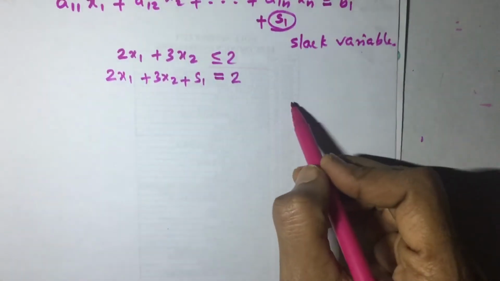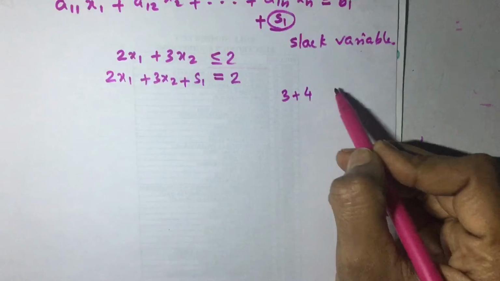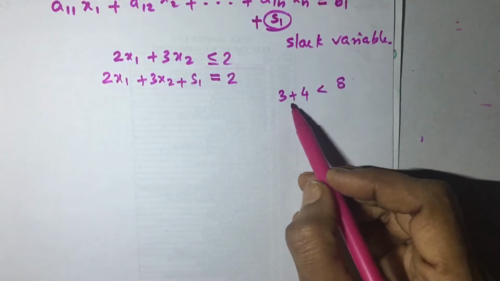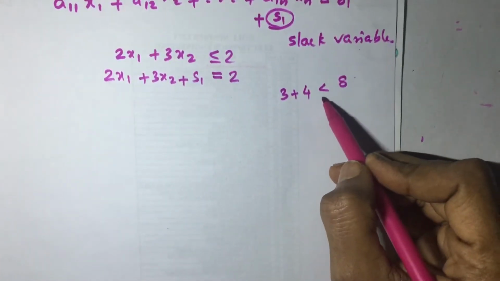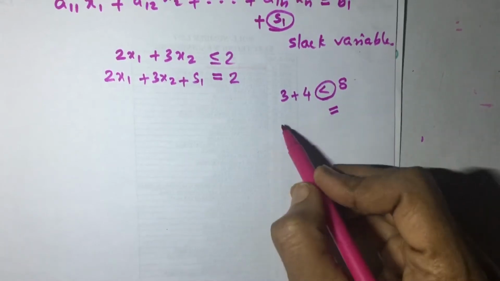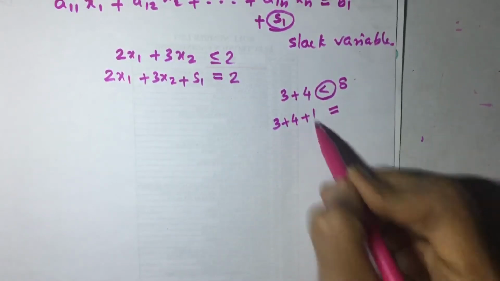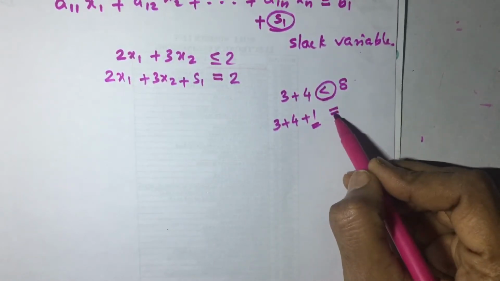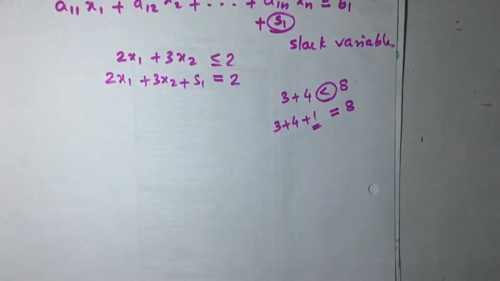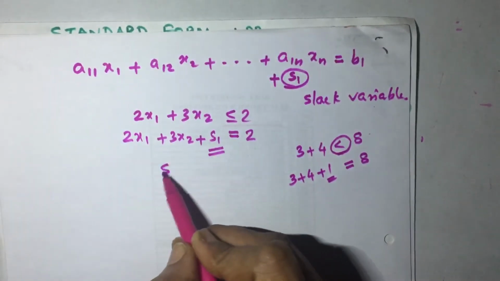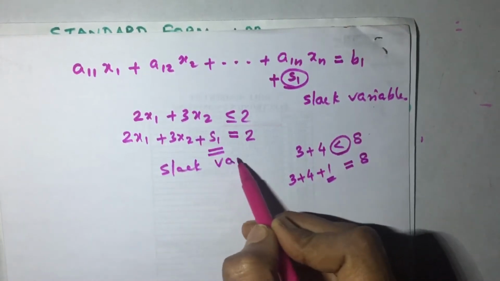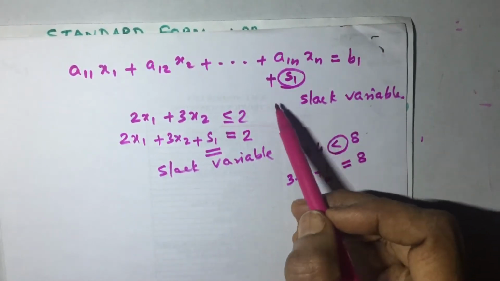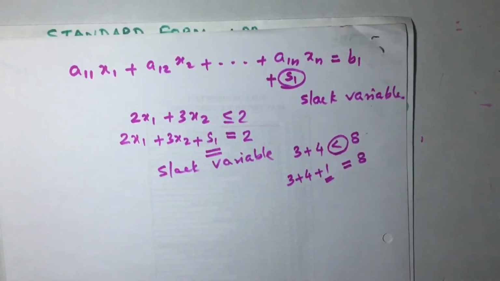Say for example, 3 plus 4 is less than 8. Obviously 3 plus 4, 7, is less than 8. Then how can I make this less than sign an equal sign? By adding a term 1 here. 3 plus 4 plus 1, I have added here, then this less than symbol is changed to an equal to sign. The number so added we call a slack variable. So if it is less than or equal to type, we add a non-negative number to the left side and make it an equal sign.